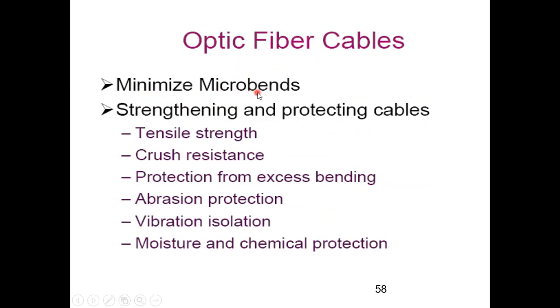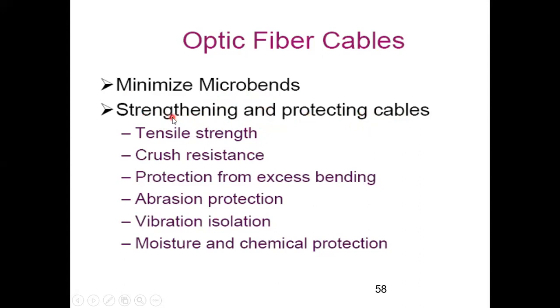Okay, so some kind of bend. Fiber is subjected to bend, so your micro bend is there. So macro and micro bends are there. So what is it? Minimizes micro bend. Then it strengthens and it protects the cable. Okay, so strengthening and protecting cables.